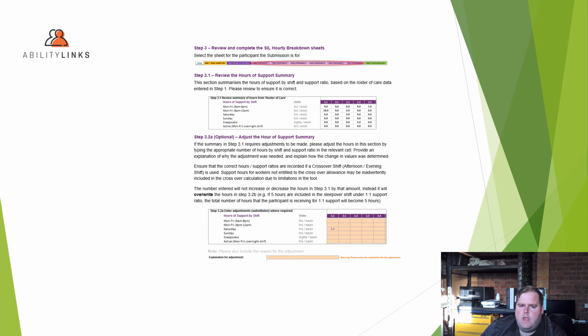So the hourly breakdown component of the sheet gives us an opportunity to fix any errors. So if there has been a crossover shift, or we need to reduce hours, or there needs to be an increase in the number of hours for certain components of the tool, we can manually add these hours into the SIL tool here at step 3.2. It doesn't have to be completed if everything's okay, but just make sure you put an explanation in if you do.